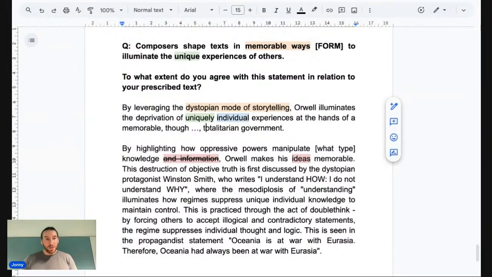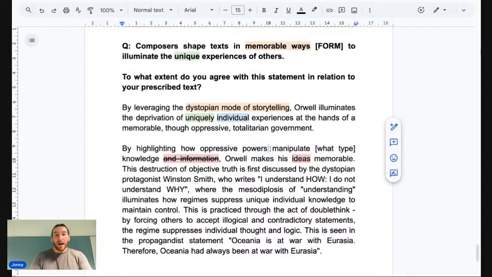Now, what have we got for this? My brain is starting to fail me because it's getting late and it's been a long day. I was here early. So Orwell illuminates the deprivation of uniquely individual experiences at the hands of a memorable, though, again, we said undesirable, though deeply undesirable, though oppressive. What am I doing? You literally had the word there.